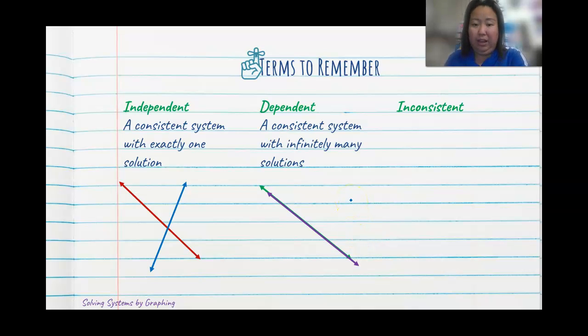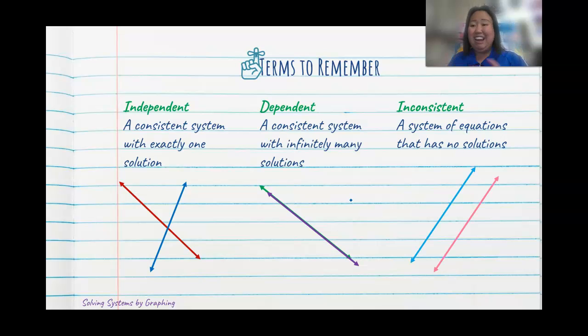And then we also have what we call an inconsistent system of equations. This is when there are no solutions. So how can it be possible not to have any solutions? That is if your lines never intersect, which means they are parallel. These are the three possible answers you can have whenever you have a system of equations. They will intersect at one point, the two lines will overlap each other, or they will never meet at all because they are parallel lines.